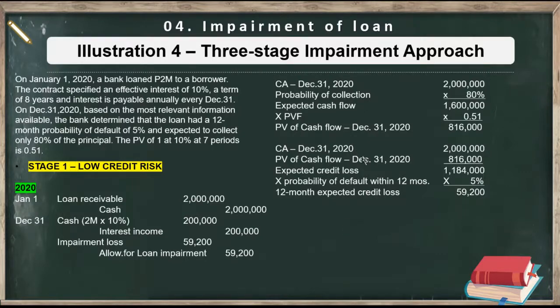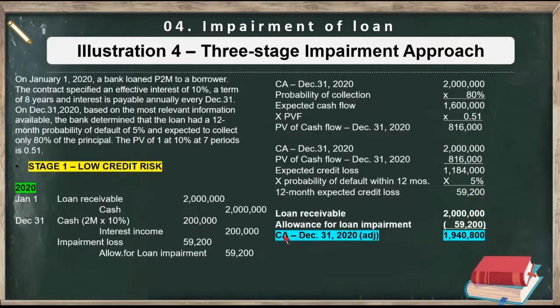Adjusted na nga carrying amount. Kung 2 million man siya, sa wala pa ta nag-adjust for loan impairment, so at the end of the year, pila man gyud ang dapat nga carrying amount. So dili ning 2 million kay naaman tay impairment loss. Remember how to get the carrying amount. So that would be the principal minus the allowance for loan impairment. So you will get 1,940,800.